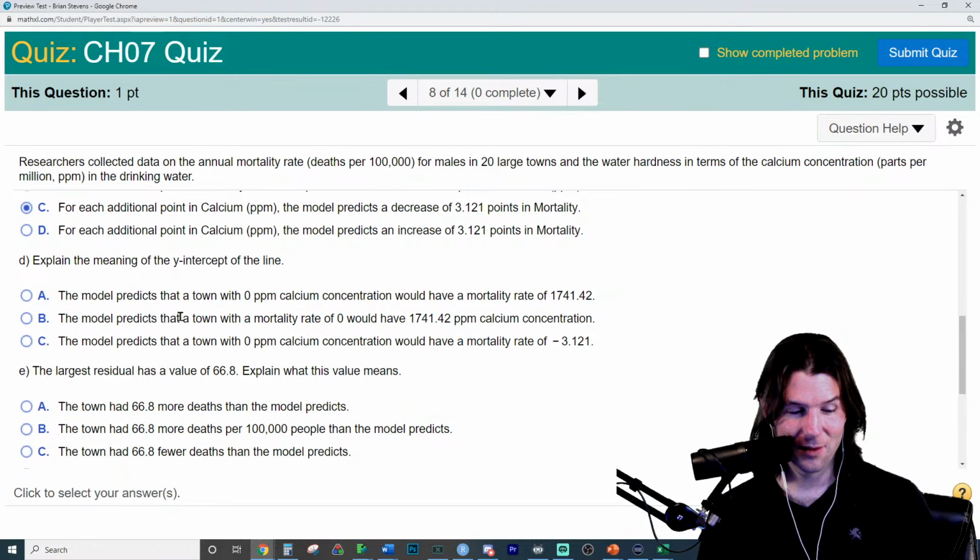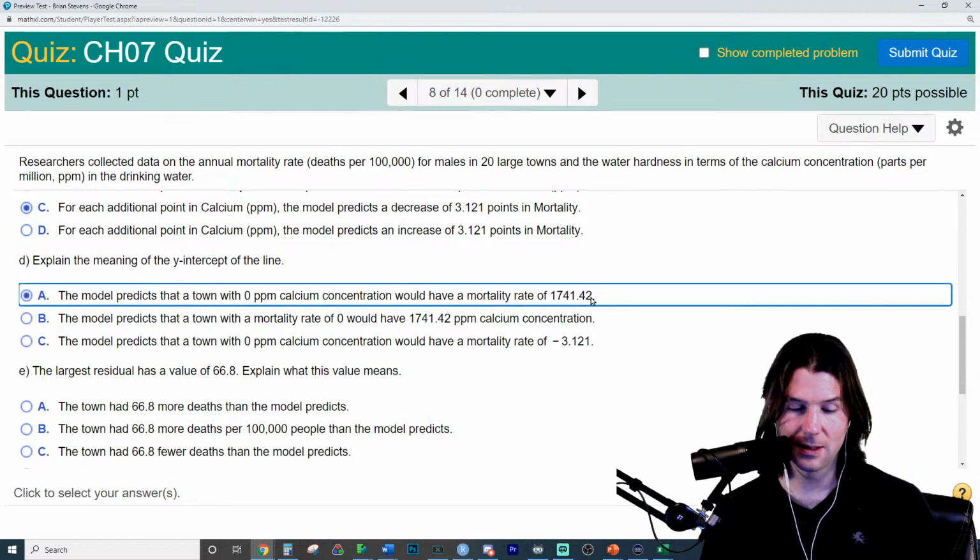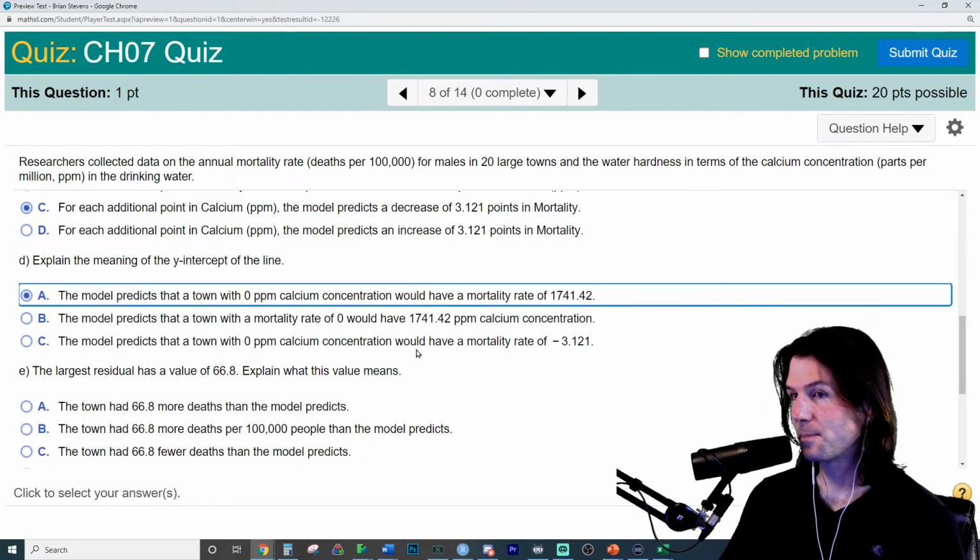So we would have the model predicts that a town with 0 parts per million calcium, when x is equal to 0, would have a mortality rate of, and then this is the coefficient of the y-intercept.